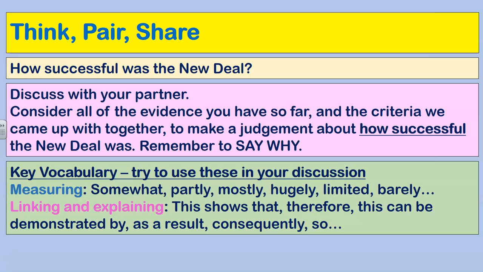I want you to consider all of the evidence that we've looked at so far and think about the criteria that we've come up with. And I want you to make a judgment to say how successful the New Deal was. And you need to remember to say why. So some key vocabulary to think about is those measuring words. So how far was it successful? Was it somewhat successful, mostly successful, hugely, limited? Stretch your vocabulary here and think about what extent of success there is.